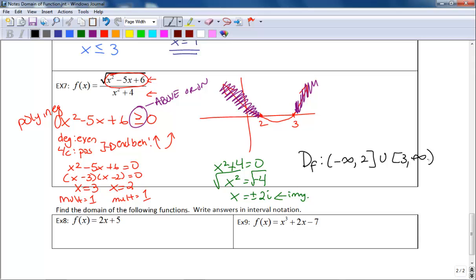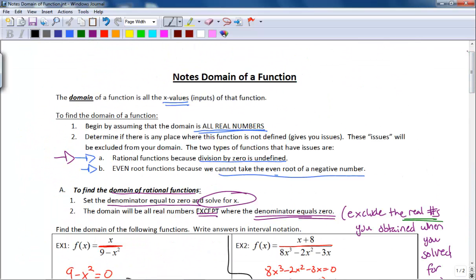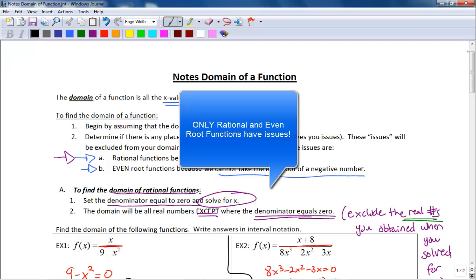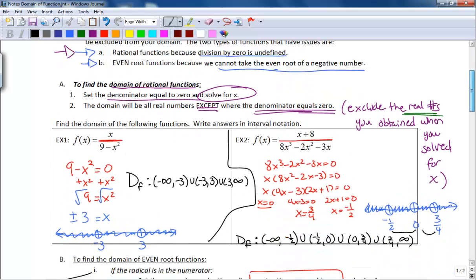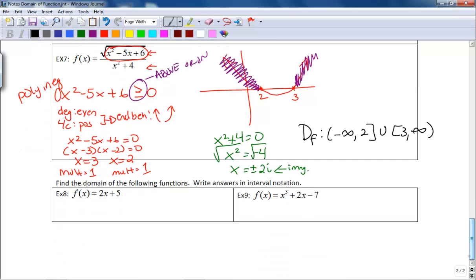All right, let's go back up to the directions for the beginning. I said when you're finding the domain of a function, you begin by assuming that the domain is all real numbers. Then you have to figure out, do you have issues? Are you rational or are you even root? Those are the only times that you have to do any work. Well, let's take a look at example 8.